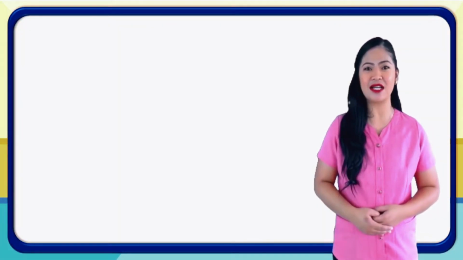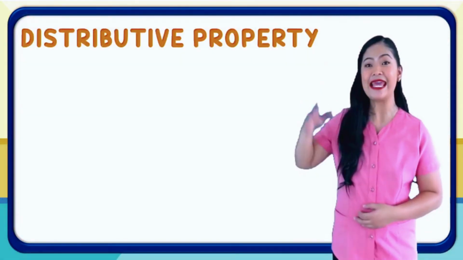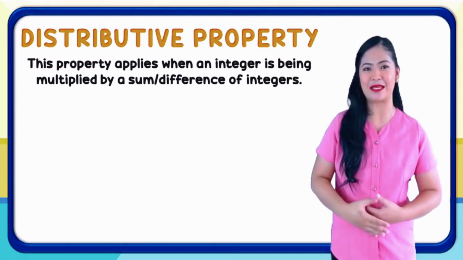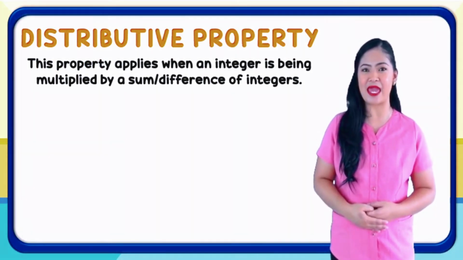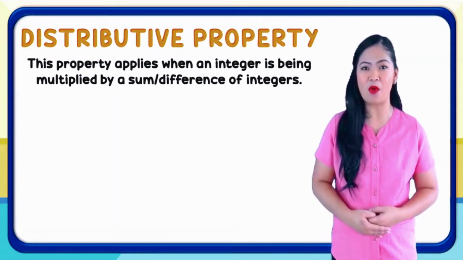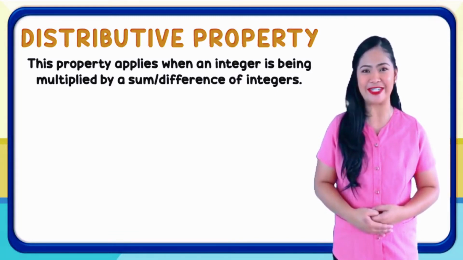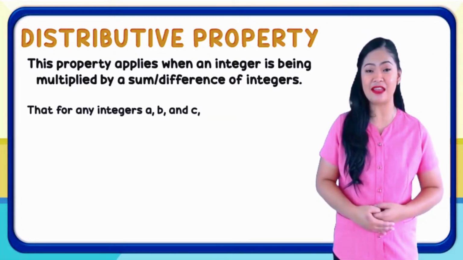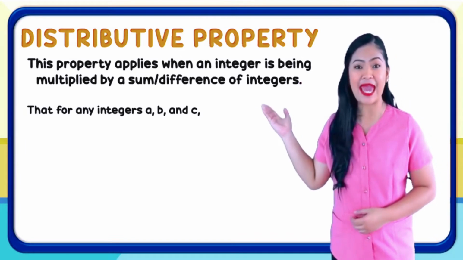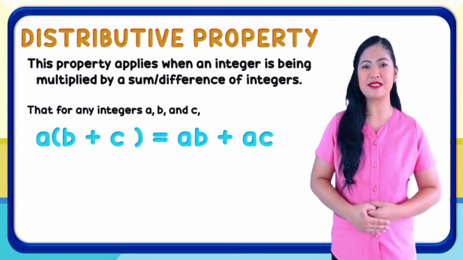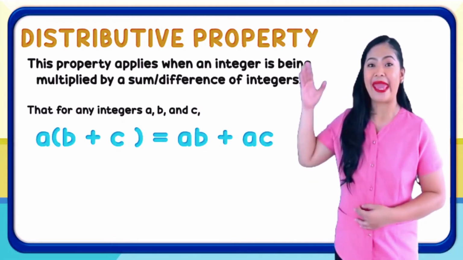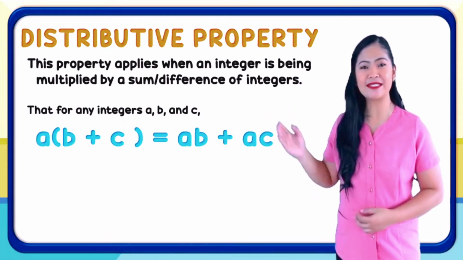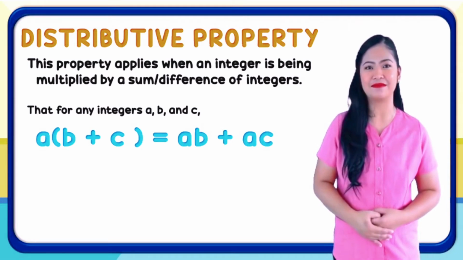Now, let us discuss about one of the most commonly used property, the distributive property. This property applies when an integer is being multiplied by the sum or difference of integers. That for any integers a, b, and c, a times the sum of b and c will be equal to a times b plus a times c.